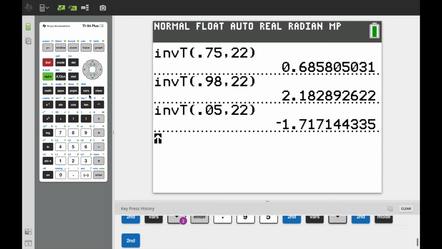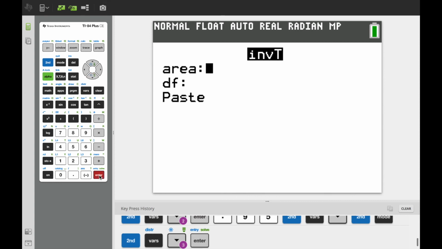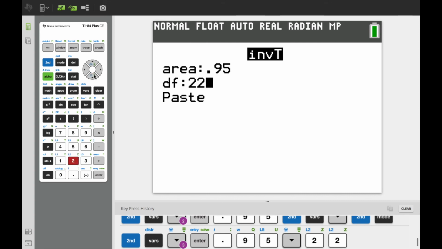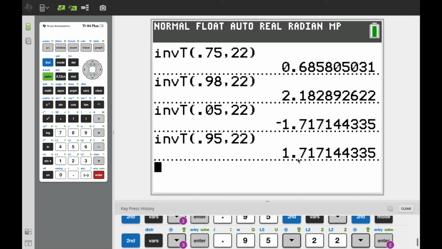You can also type in 95% of the data into your inverse t for t2. So if I type in 0.95 falls below t2 for 22 degrees of freedom, notice that again I'm just getting the positive value of this t-score, and so these two values will be your in-between problem as we solved for in our previous video.